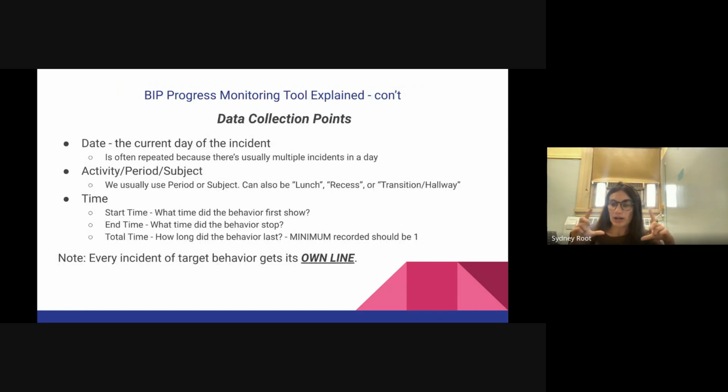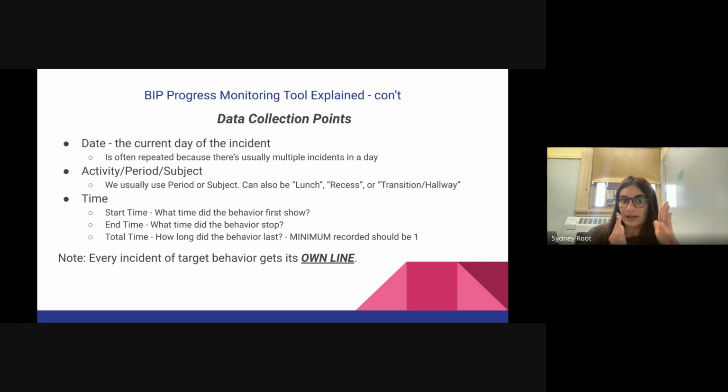So the next part of the sheet that you get, this is the bulk of it, this is the data point collection. So the first part of the sheet you'll see is the date. That's just the date the incident happened. If it happened today, September 30th, you write 9/30. And typically this will be written multiple times a day on a sheet because we will typically see multiple occurrences. Of course, we'll talk about what to do if there's no data on the sheet, but typically we will see multiple times a day this date written.